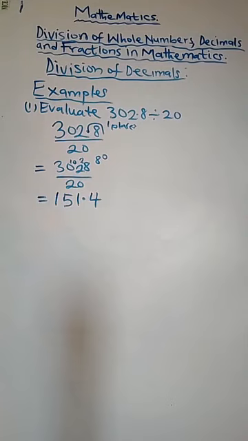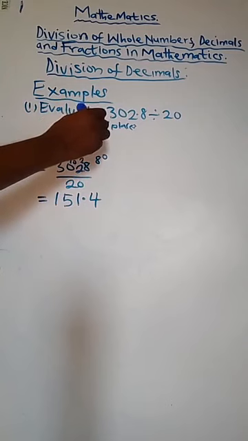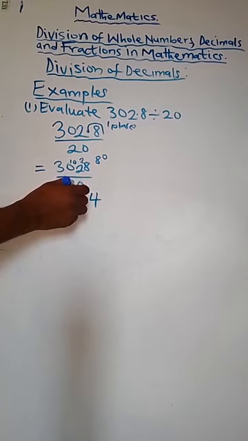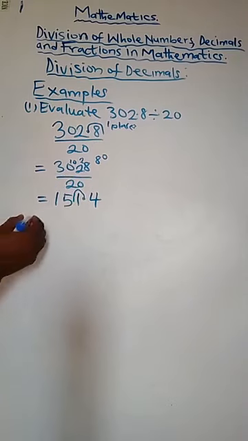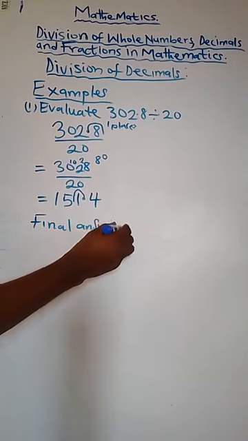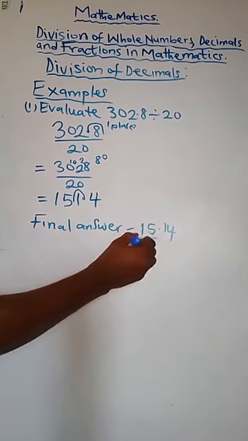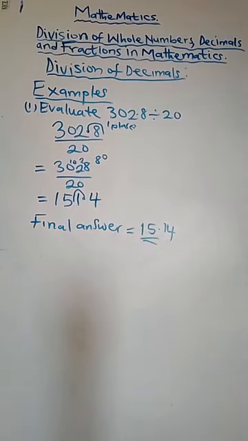Now this is the answer you have now, but it is not your final answer because at the beginning, to make this number a whole number, you moved the decimal by 1 place. So you have to return it back here. So the decimal has to move 1 place like this. So your final answer is now 15.14. If you press the calculator, that's what you are going to get. That is a simple way to divide a decimal number and a whole number.